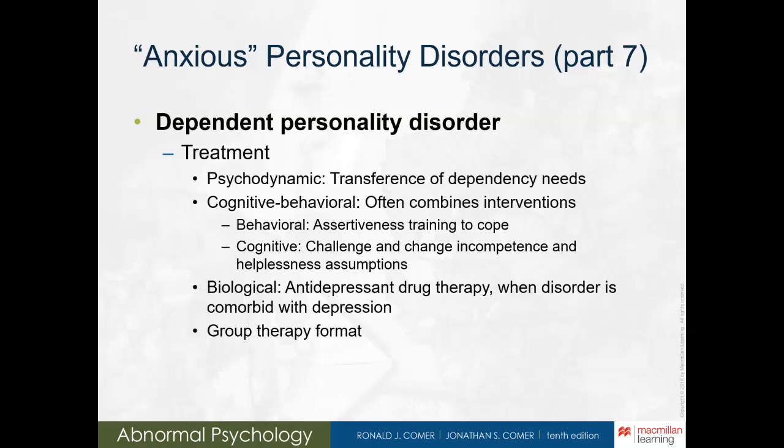Behaviorally, they will look at assertiveness training in order to cope with these changes that are occurring. Biologically, there are some who will use antidepressant drugs when the disorder is comorbid with depression. And finally, group therapy. So, couples group therapy or family therapy can be helpful, and often a combination of group therapy, couples therapy, family therapy, and individual therapy, and some combination will be promoted.